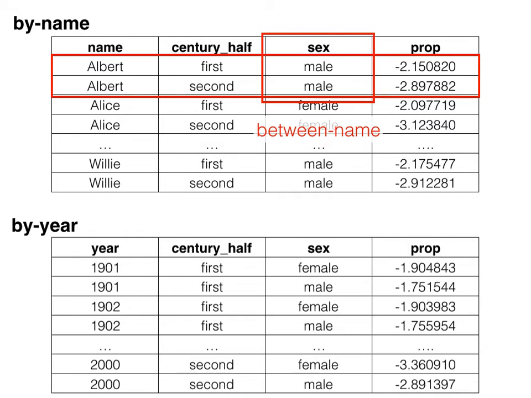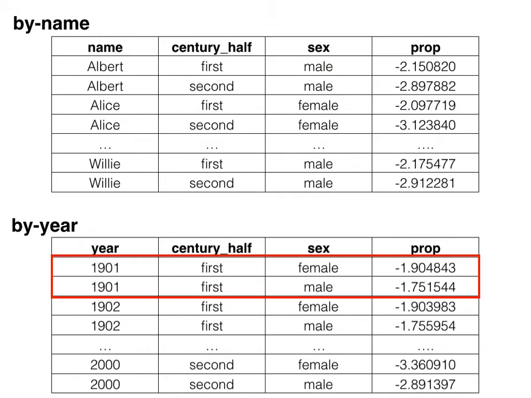Now we can do the same thing with our by year data frame. Let's focus on the year 1901. For century half, only first is present, since year is either in the first or second half of the century. So century half is a between year variable. For sex, though, both sexes can be present in a given year. So sex is a within year variable. So remember that whether a variable is within or between depends on what variable is your error term.